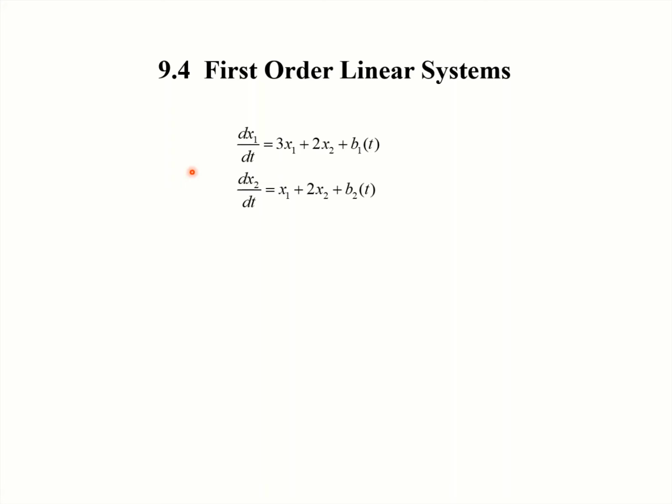Let's go ahead and go over some definitions here. Normal form means that the derivatives are on the left-hand side, and that's what we have here. So this is in normal form. You don't see any derivatives on the right-hand side, do you?